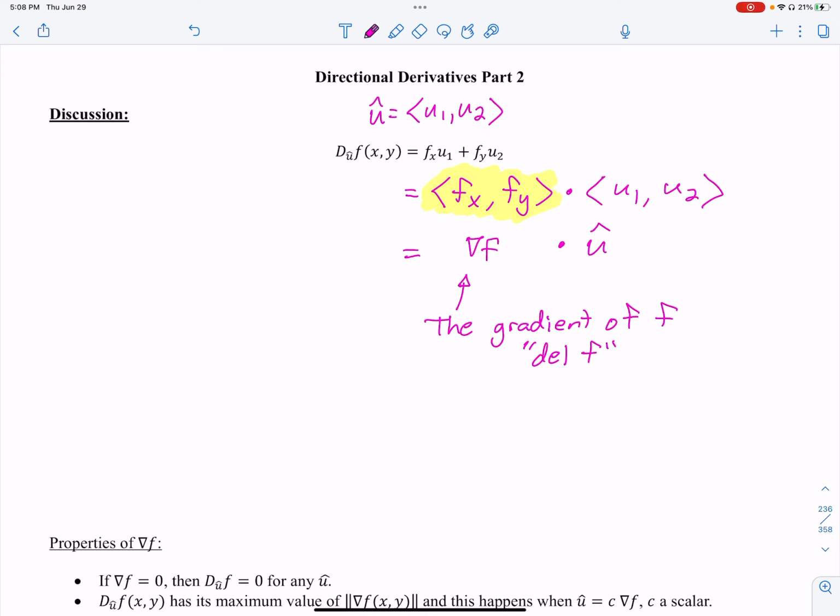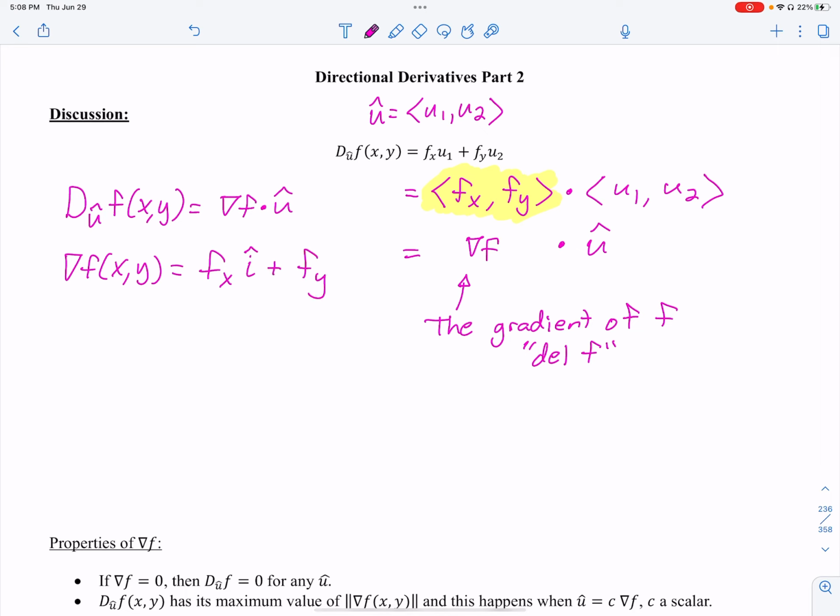So I can find the directional derivative. I have a new definition here. The directional derivative of f(x, y) is equal to del f, or the gradient of f, dotted with the unit vector. We also need to give a formula for the gradient of f. The gradient of f is f partial with respect to x times i, plus f partial with respect to y times j.